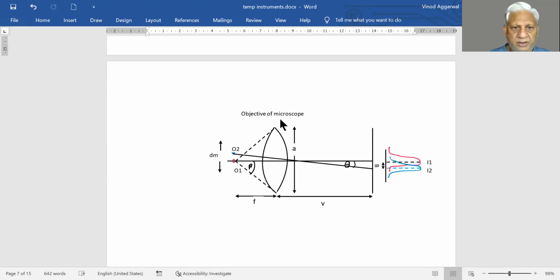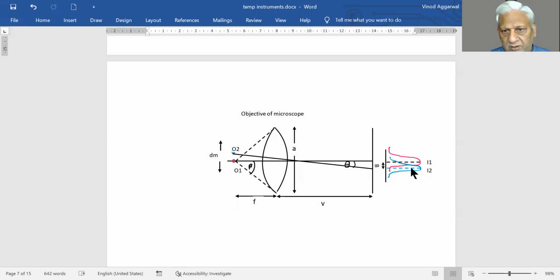Let us take the case of a microscope. In microscope, this is our objective lens. The object is put in front of the objective. Let us say there is one object O1, this one. There is another object O2, this one. And we put our eye here to see the image of this. We've seen it earlier that because of diffraction, the intensity of these images will vary. And if we plot it, this is the red one, this is the blue one.